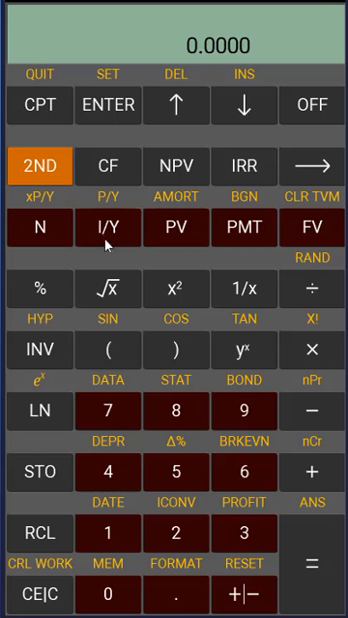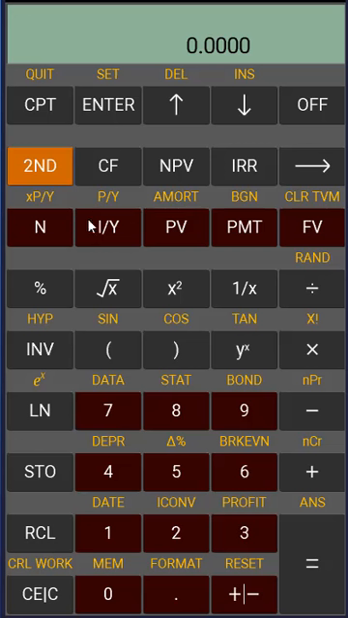I/Y represents yield, the interest rate. PV represents present value. PMT represents the payment, the recurring payments, and FV represents the future value. So this row is really important when you want to solve a time value of money problem.